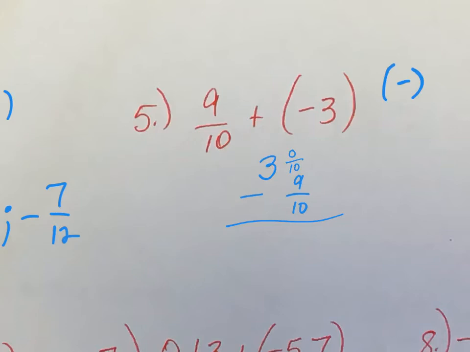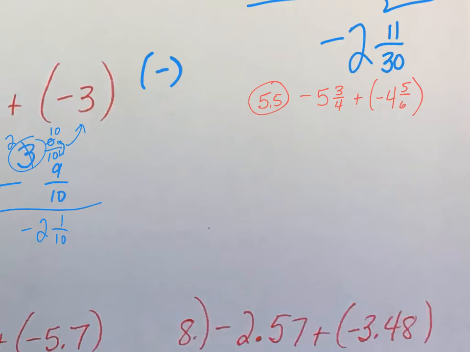30 over 10. You could, right? Or we could borrow, right? And make this 2 and add those two together. Your new numerator is 10. So 10/10 minus 9/10 is 1/10. 2 minus nothing is 2. We take the sign of the 3 on top, which was negative. I added that number 5.5.